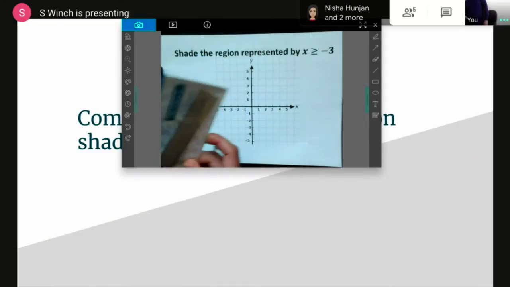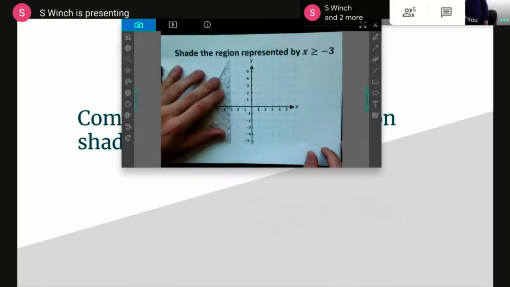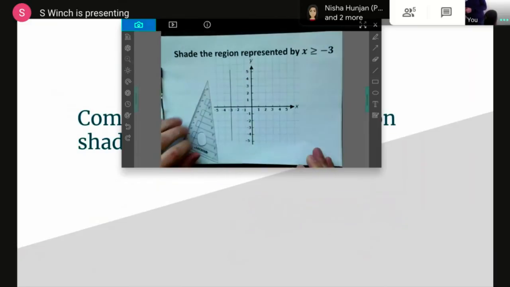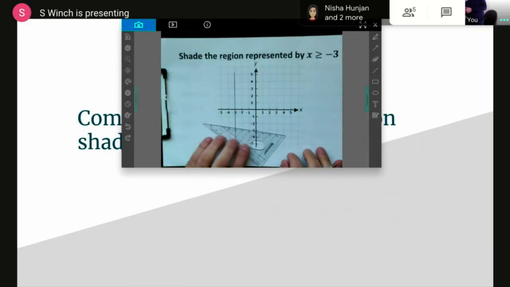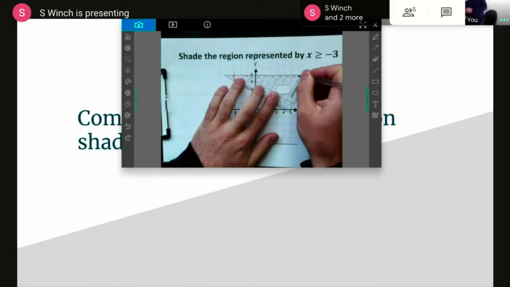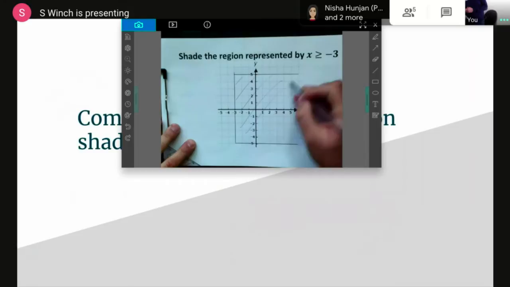Here's one I made earlier. And we've got -3, so that's on the x line. So we've got x = -3, which is there. Draw a line on x = -3, and then we're just going to shade in the area of x ≥ -3, because x is greater than or equal to -3. So we could literally just shade in that area like that.